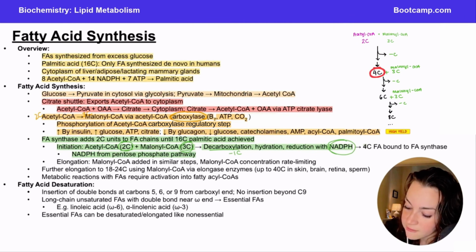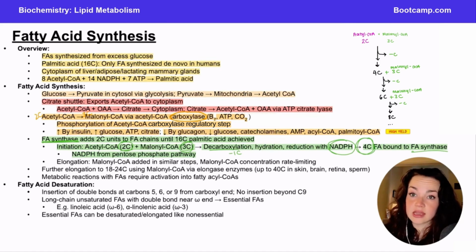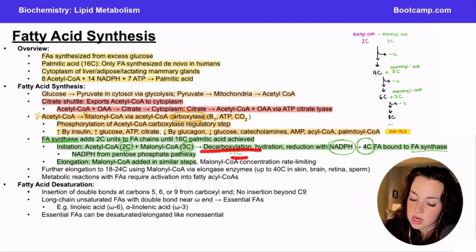We end up with a 4 carbon fatty acid bound to fatty acid synthase, which is the synthetic enzyme that's mediating this whole thing. So that was our initiation step, and so now we've got this 4-carbon chain bound to the enzyme, and we can keep elongating via similar steps. So we're going to keep doing the same thing that we did before with the malonyl CoA. Now we've got our 4-carbon chain. We're going to add our 3-carbon malonyl CoA, and then we'll decarboxylate it, which knocks another carbon off, do these other steps here, and then at the end of the next cycle, it'll be 6 carbons.